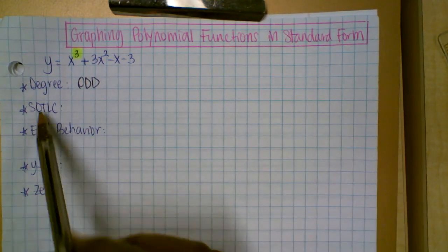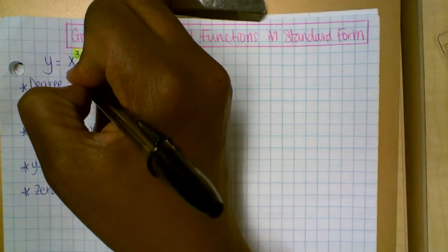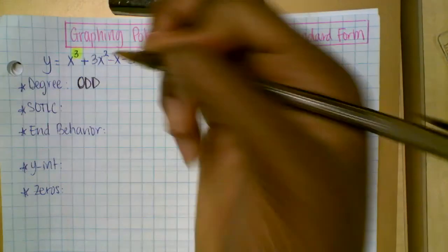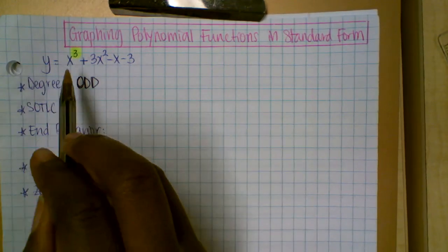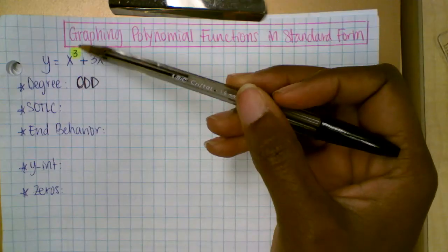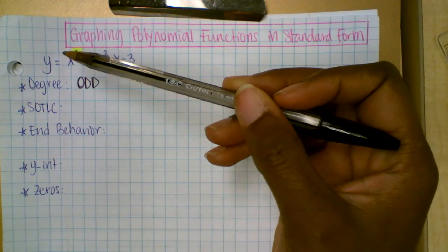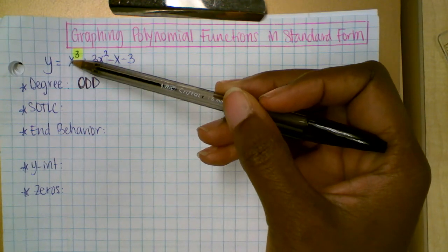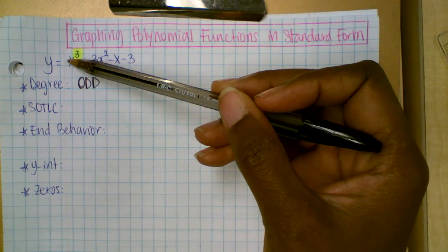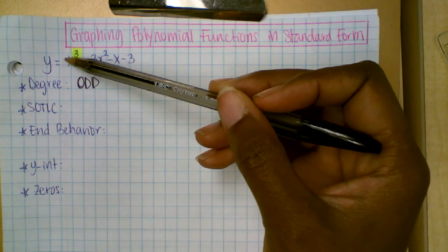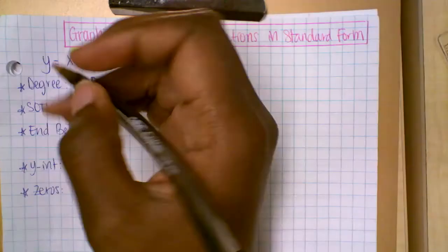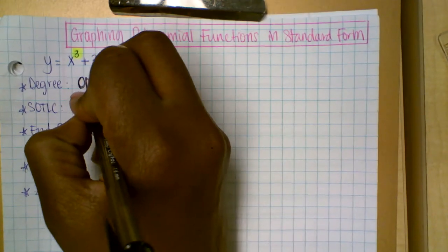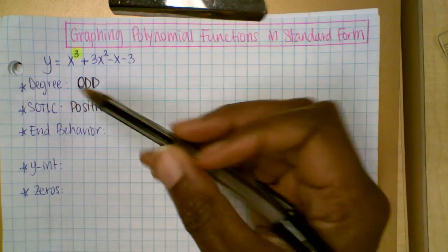Next, what is the sign of the leading coefficient? That means identifying the leading term, the term with the highest exponent, which is x cubed. Now what is the sign in front of x cubed? We don't see any sign, so it cannot be negative. If there's no sign, it means it's positive. So the leading term is positive.